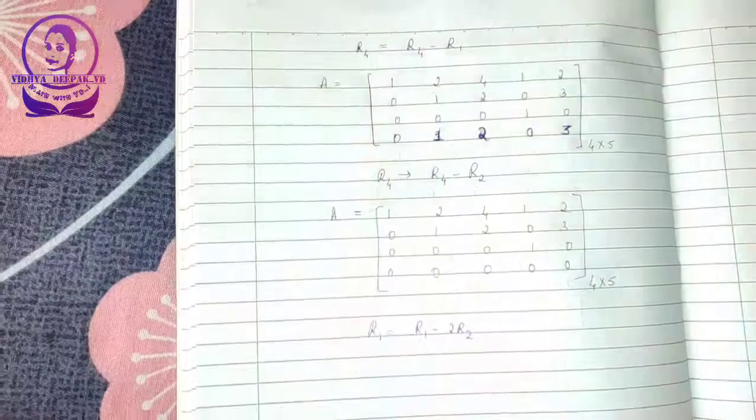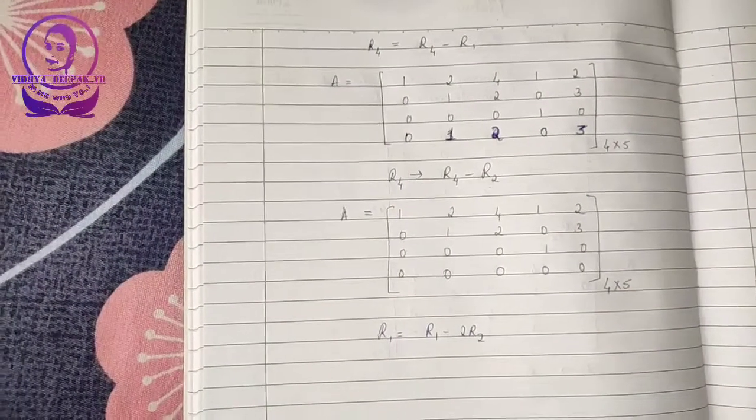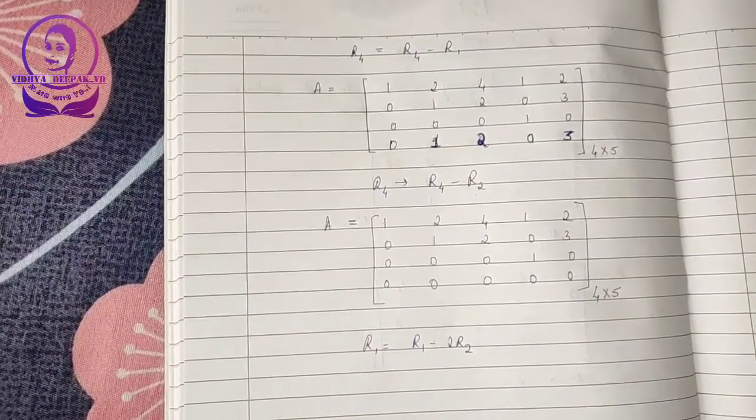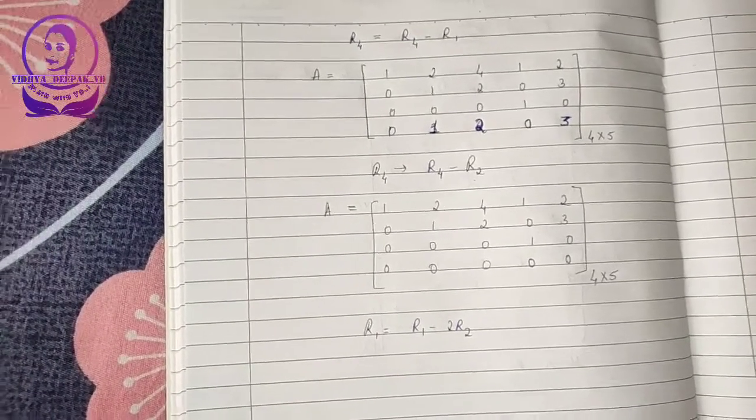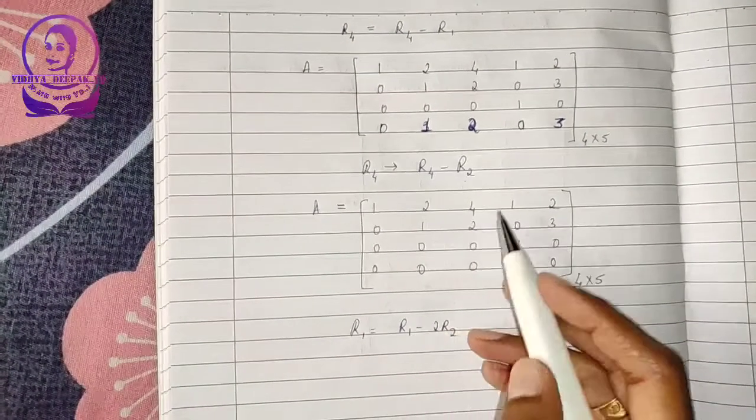Okay. In this row reduced echelon form, our aim is to make as many zeros as possible. Okay, so we have many numbers again.